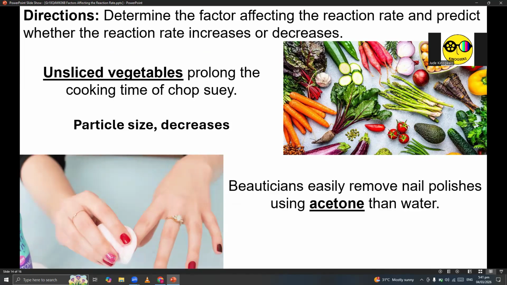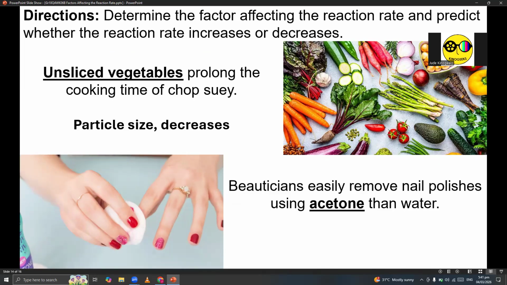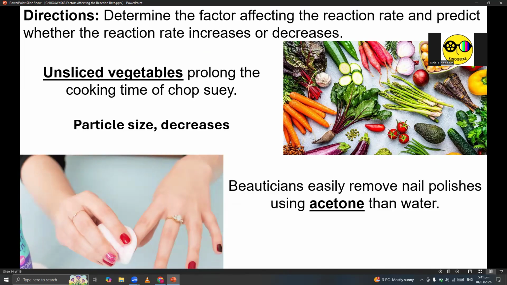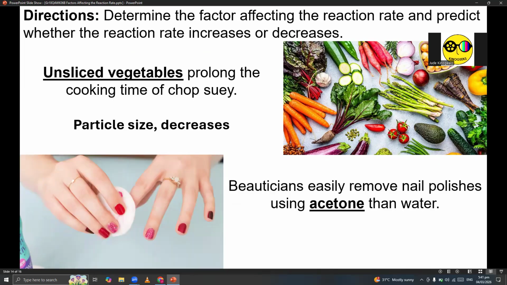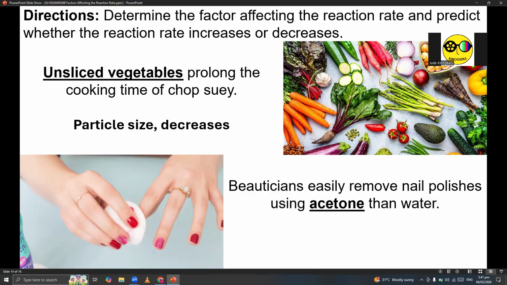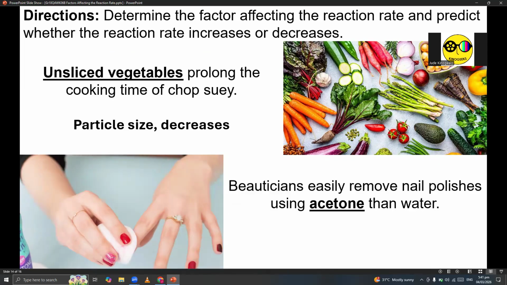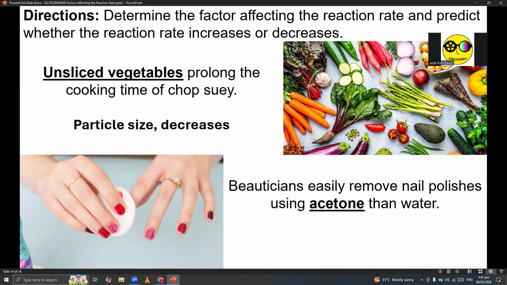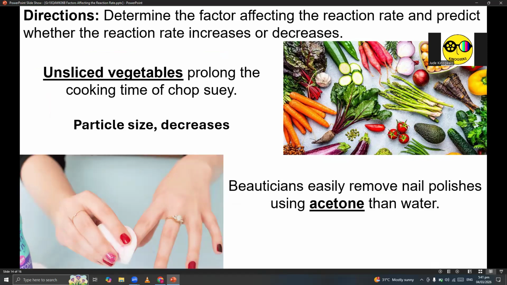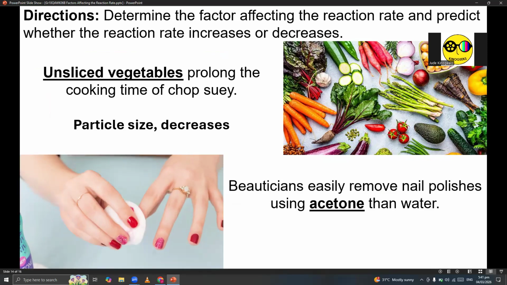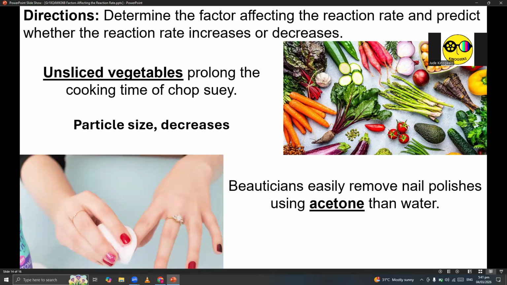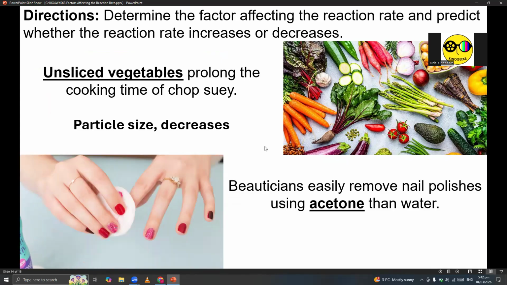Okay. Number four, beauticians easily remove nail polishes using acetone and water. So for those of you who have experience undergoing manicure or pedicure, you know that your nail polish cannot be removed simply by water. All you need to do is to remove it using acetone. And acetone has a great affinity with nail polishes, and therefore this is affinity, and it will increase the reaction rate.